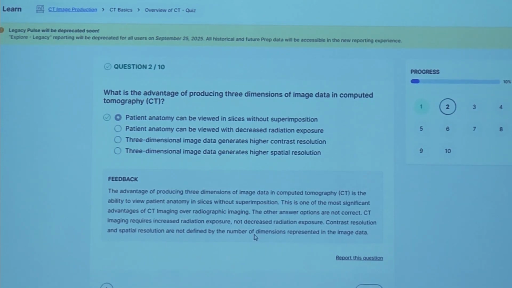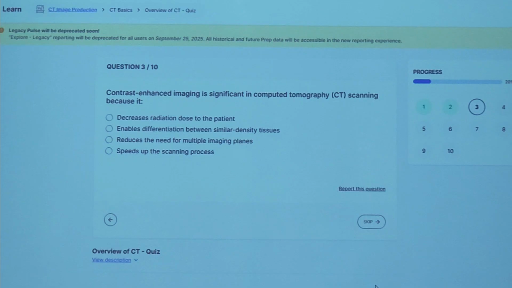It is about superimposition. We have not gotten to spatial resolution or contrast resolution just yet. We will be talking about that starting in chapter 2. So the advantage of producing 3 dimensions, your axial, your coronal, and your sagittal, is the ability to view patient anatomy in slices without superimposition. This is where that volume scanning data acquisition is being captured.